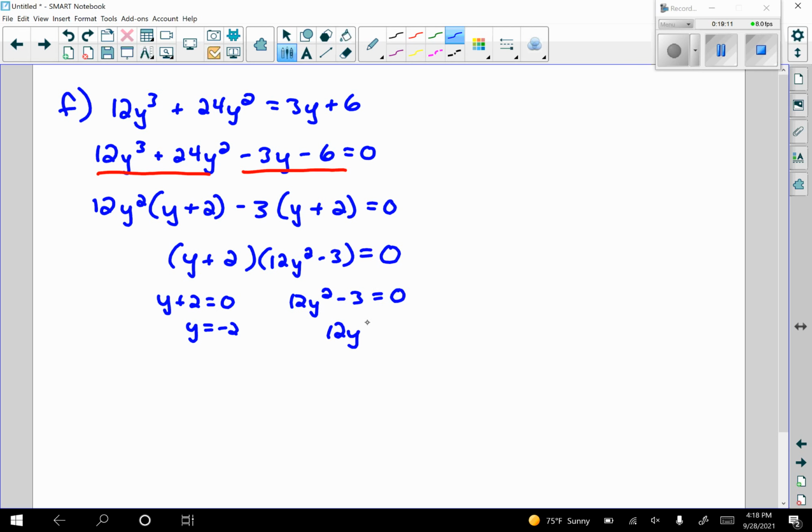Over here, I'll just isolate the y by using inverse operations. So I'll get 12y squared equals 3. Divide both sides by 12. I'll get a 1/4, 3/12. I still want to take the square root here. So we'll get y is going to equal plus or minus the square root of 1 over the square root of 4. And this simplifies nicely to plus or minus 1/2. We have 3 answers, -2, +1/2, and -1/2.